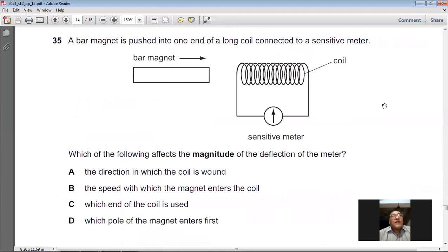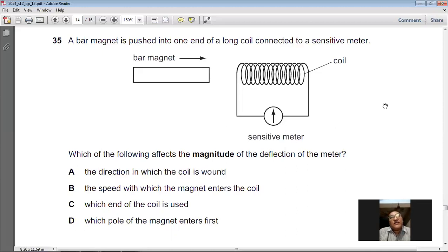A bar magnet is pushed into one end of a long coil connected to a sensitive meter. Which of the following affects the magnitude of the deflection of the ammeter? If you want a larger deflection, it depends upon the number of turns of the coil per unit length. It depends upon the magnetic strength of the bar magnet. It also depends upon how fast you are moving the bar magnet.